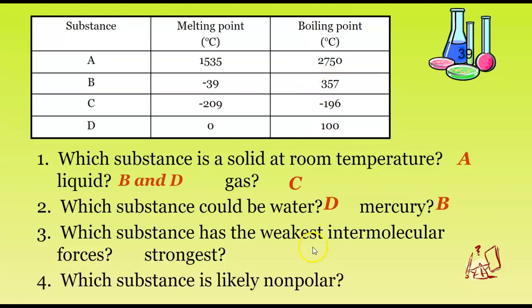Okay? All right. So let's see. Which one's the weakest intermolecular forces? Remember, weak is gas. Which one's my gas? C. Which one's strongest? Strongest is solid. A. Which one is nonpolar? Nonpolar covalent. Those are the ones that don't have any pull towards each other. That one's going to be my gas, my C. All right.